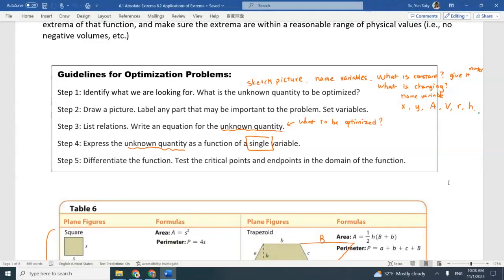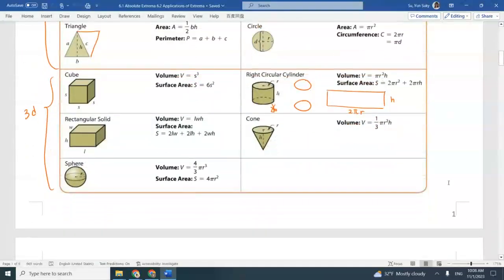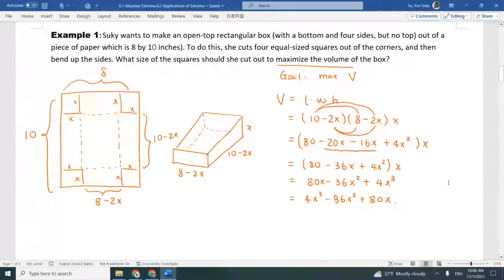So, okay. Last time we were working on example 1, right? I want to make an open top rectangular box with a bottom and 4 sides, but no top, out of paper, which is 8 by 10 inches. So today, I actually brought some props. I start with the paper, I cut the corners, and then fold at the sides. Now these are the boxes I get.